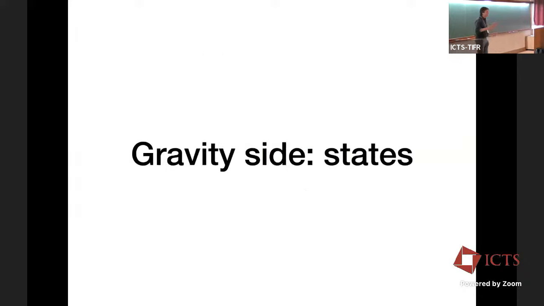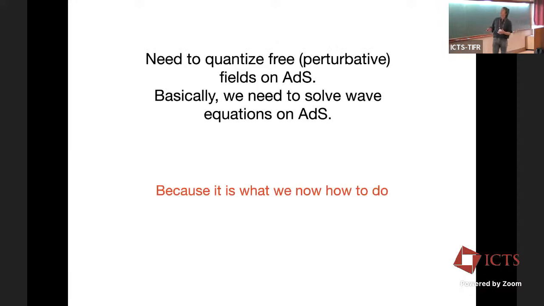Okay, so now we go to gravity. So we're going to work in AdS5. So what do we need to do to classify states? We need to quantize fields on AdS. This is what the idea of semi-classical gravity is. You have some gravity theory with some fields. It doesn't matter what the fields are. You pull them out of a hat, but they're there. They're given to you. And then you do quantum field theory on AdS for these fields.